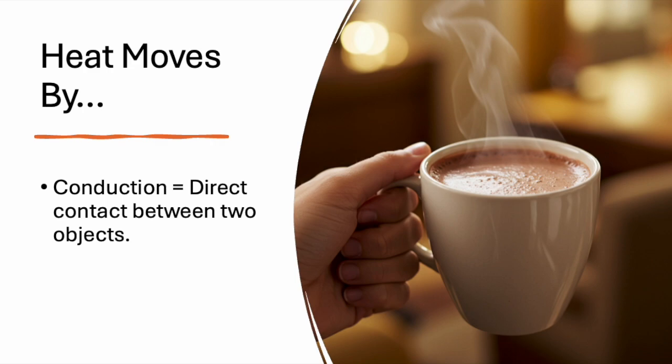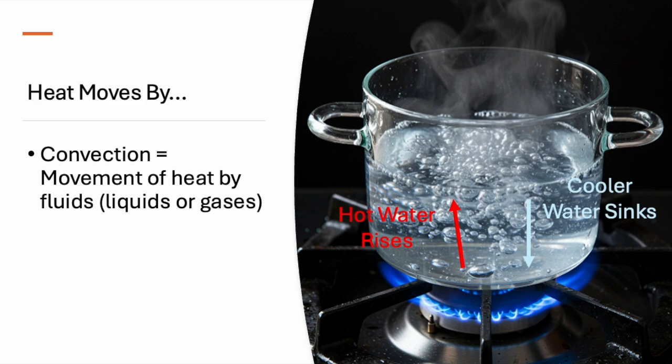Next, convection. We call this the movement of fluids. Think about what happens when you heat up a pot of water on the stove. The water on the bottom gets hot first. That hot water is less dense, so it rises to the top of the pan, and the cooler water sinks to the bottom. This creates a circular motion called a convection current. Convection is how heat moves through liquids and gases, which we call fluids. The less dense, hotter part rises, and the more dense, cooler part sinks, creating a flow or movement of heat.